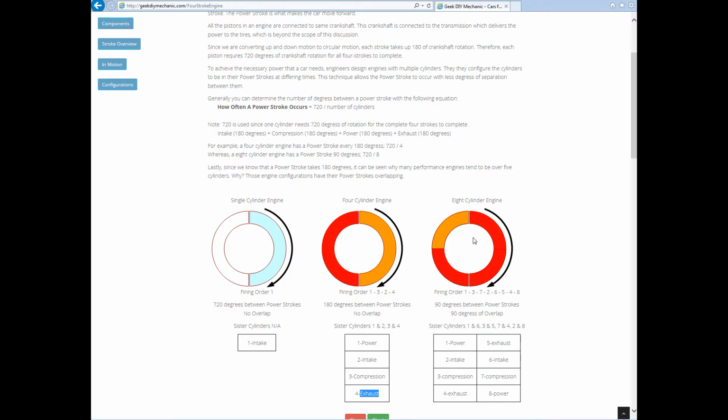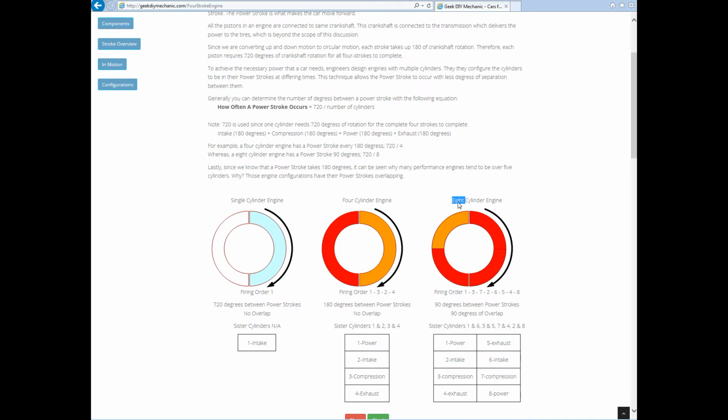Let's look at the V8. For the advanced math people, you will notice that if you have 5 cylinders or more, you have overlap in the power strokes. What does that mean? Well, if you remember, a power stroke takes 180 degrees. So if you can fire in less degrees apart than 180, you have overlap. And 5 cylinders and greater engines have overlap.